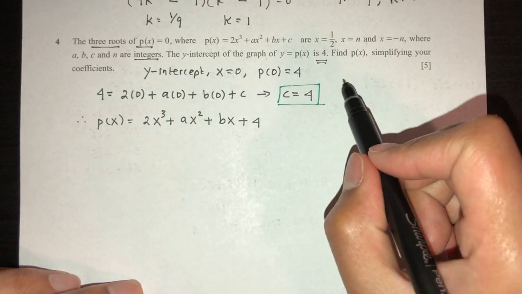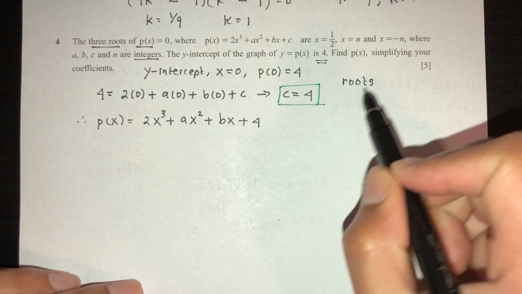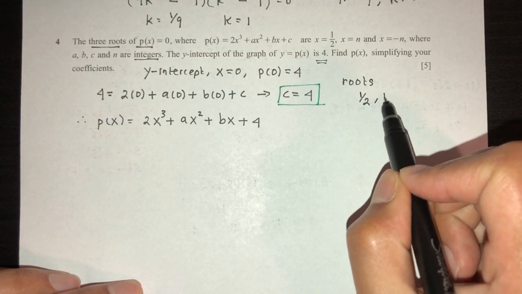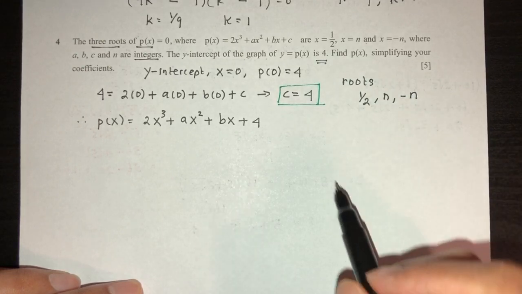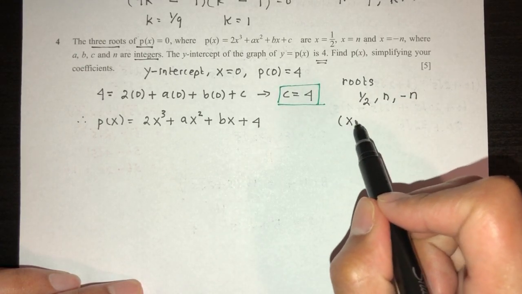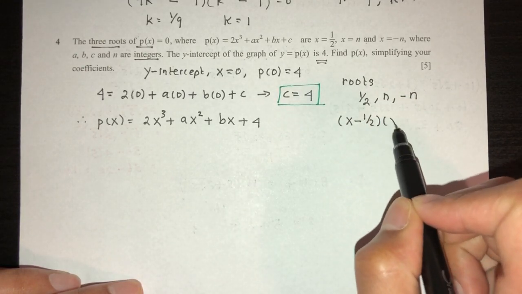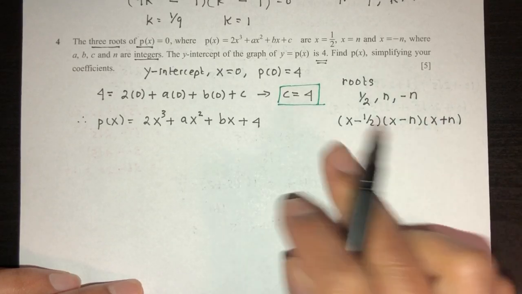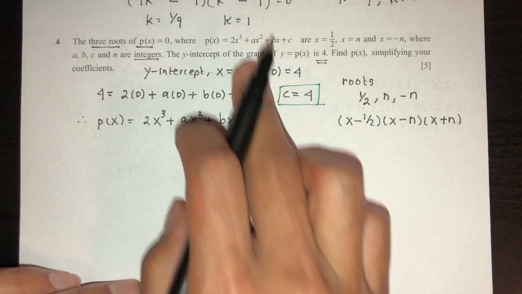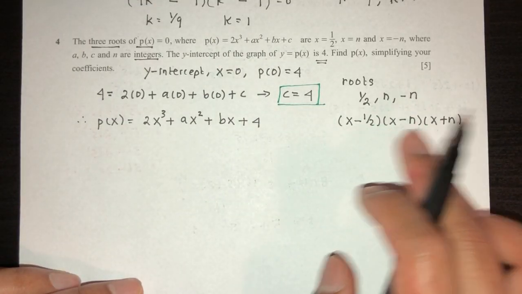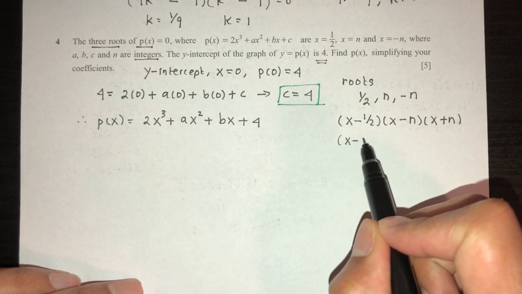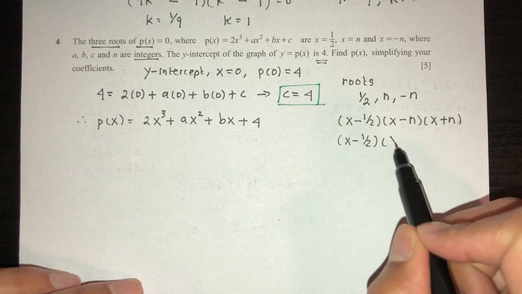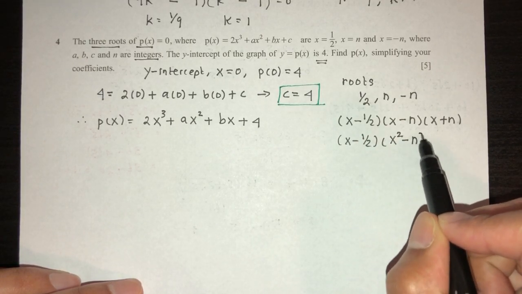So if the roots are half, n, minus n, it means the factors have to be x minus half, x minus n, x plus n. Those will be the factors that will give you your equation. So let's simplify this one. That is the same as x squared minus n squared.